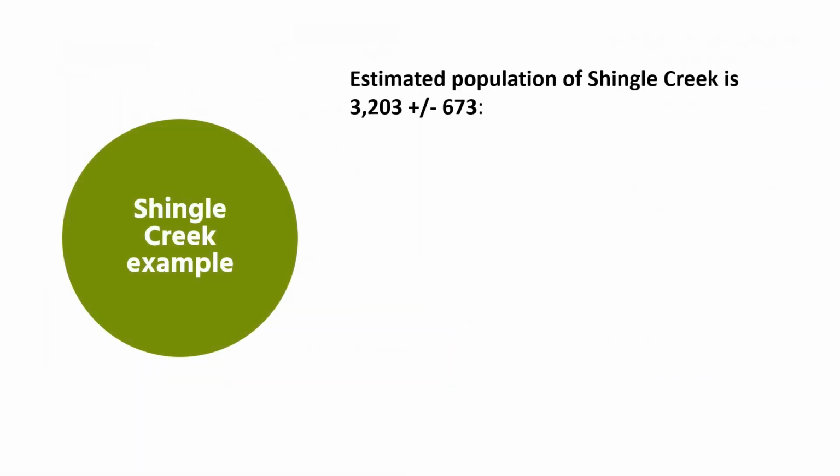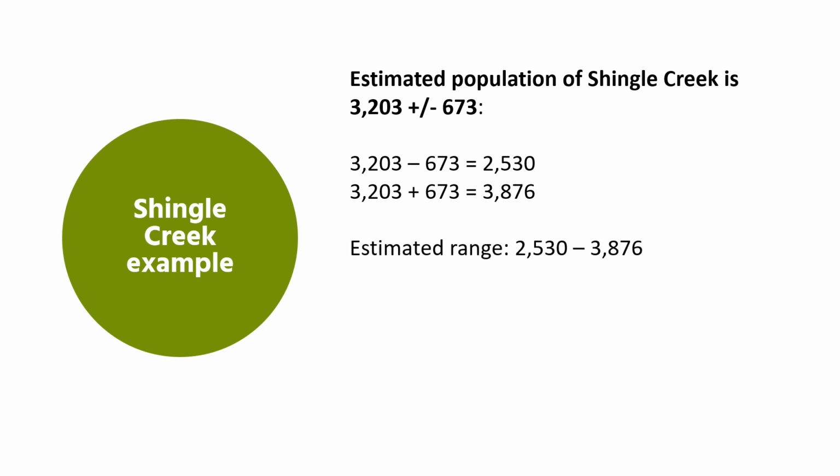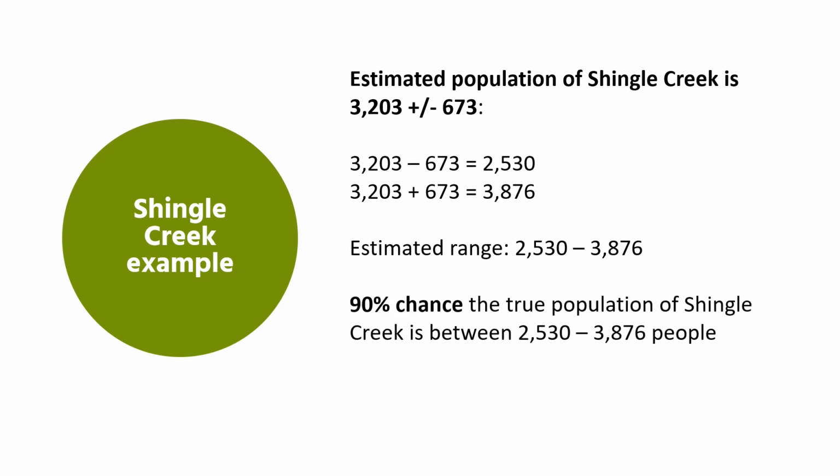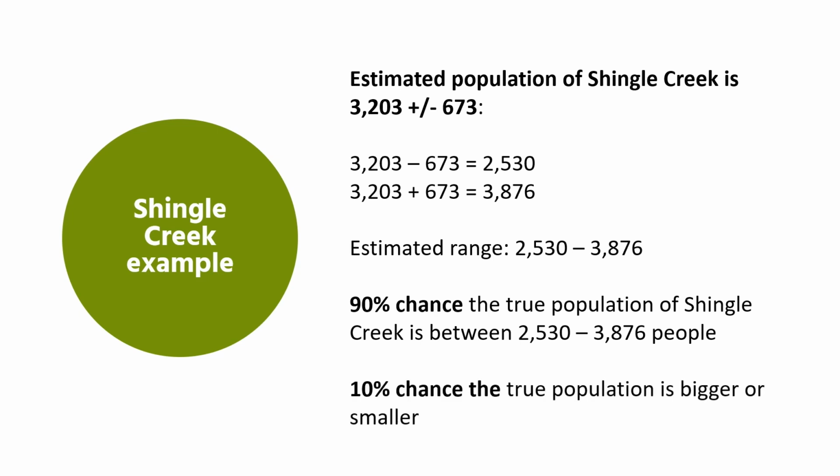The margin of error is subtracted and added from the estimate to determine a range. In this case, the range is 2,530 to 3,876. The range means that there is a 90% chance that the true population of the Shingle Creek neighborhood falls between 2,530 and 3,876 people. However, there's a 10% chance that the true population size is bigger or smaller. You can never be 100% sure that an estimate is correct.